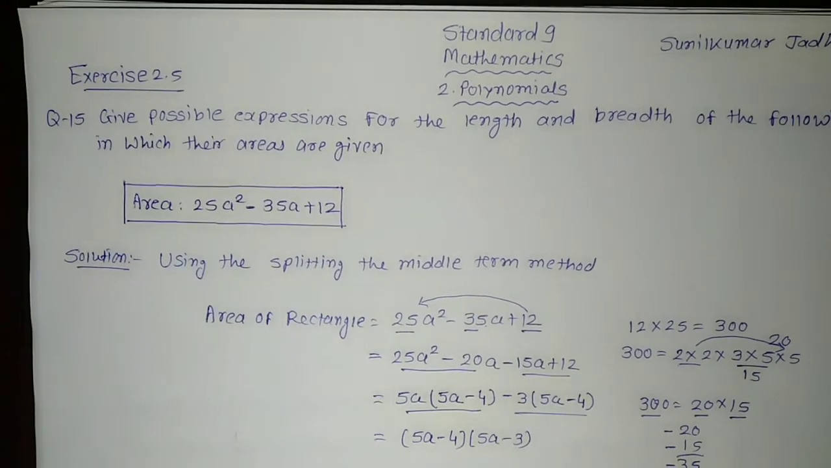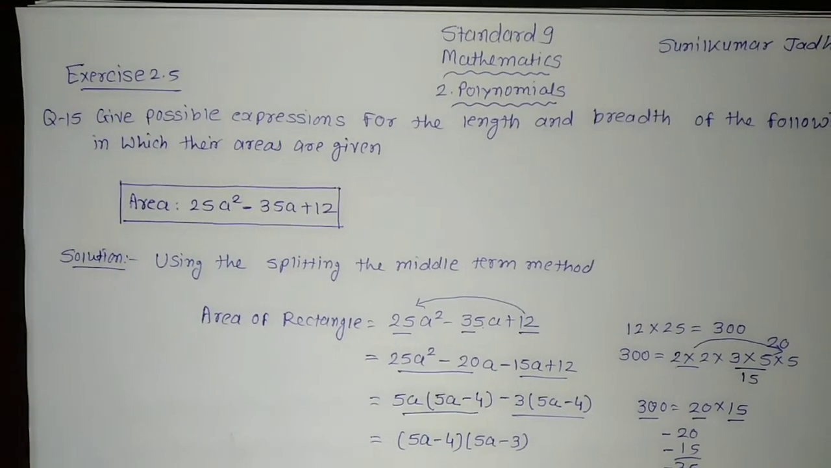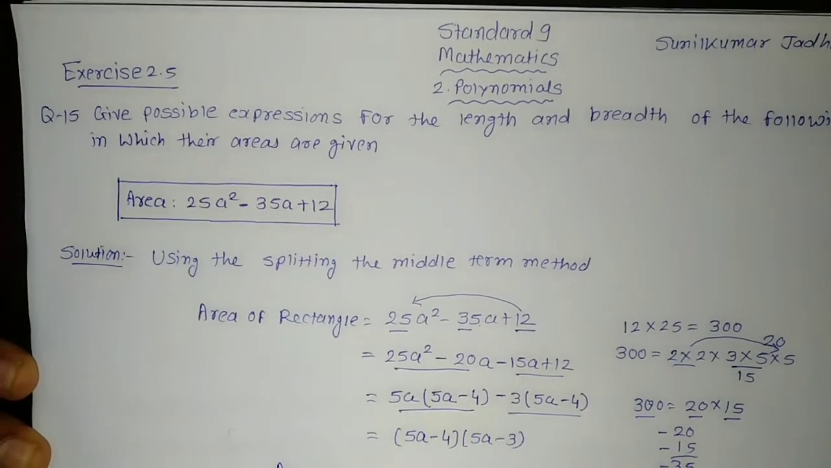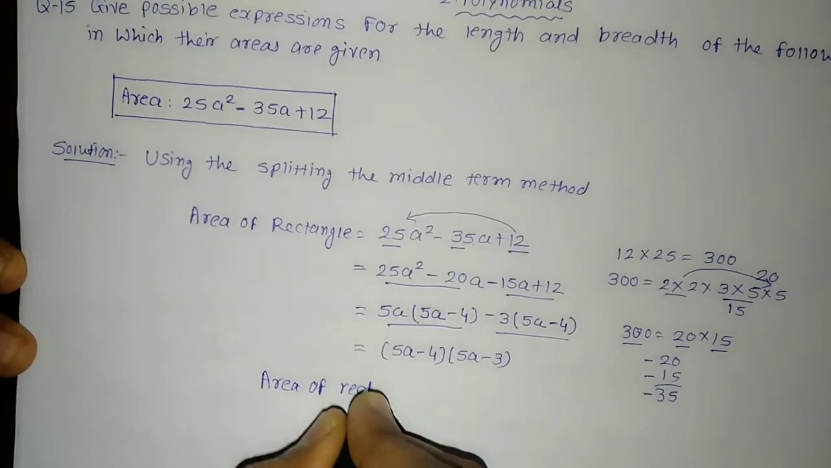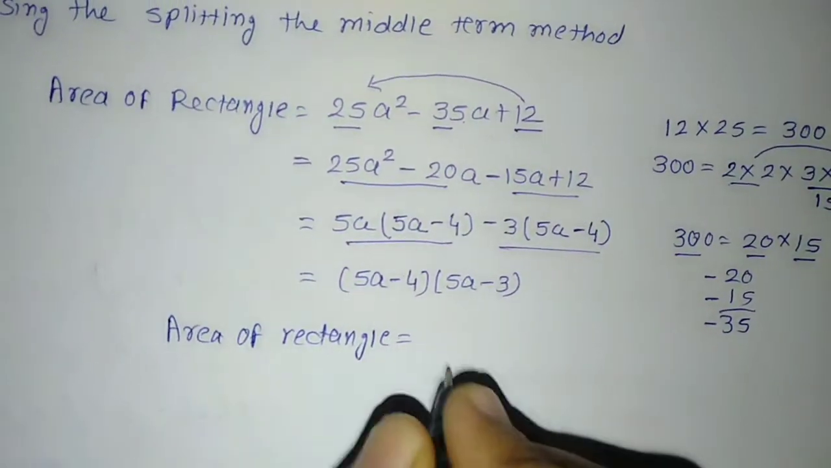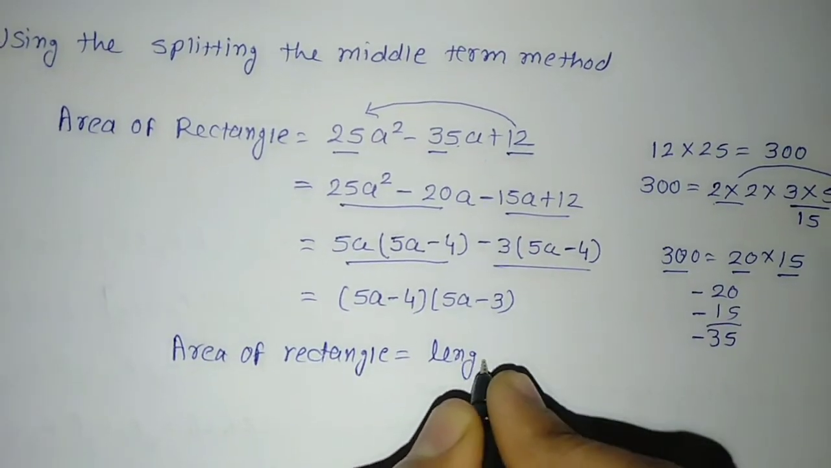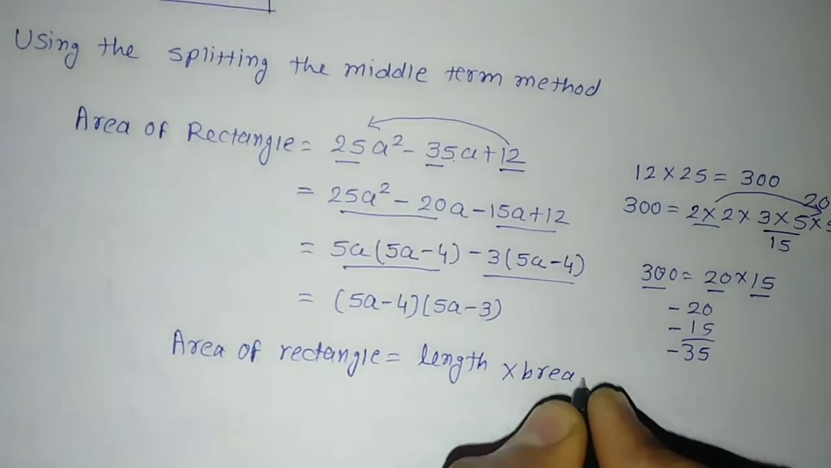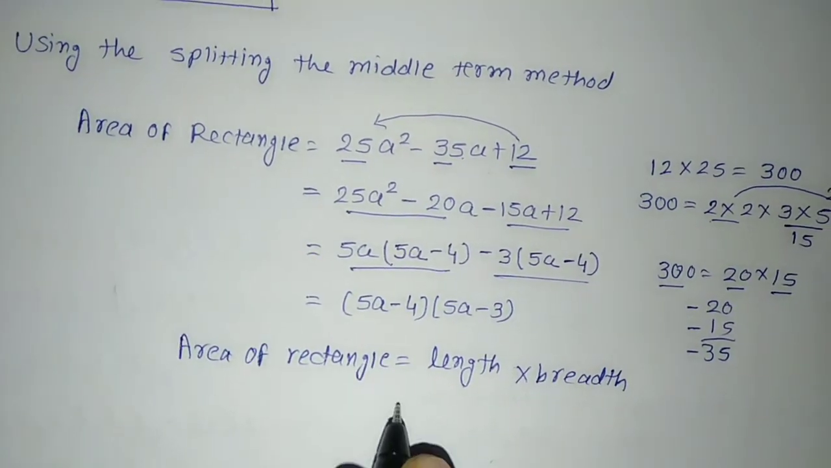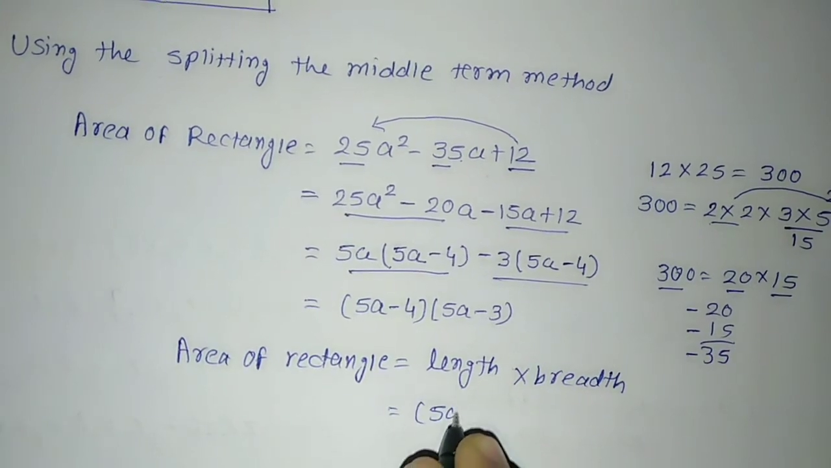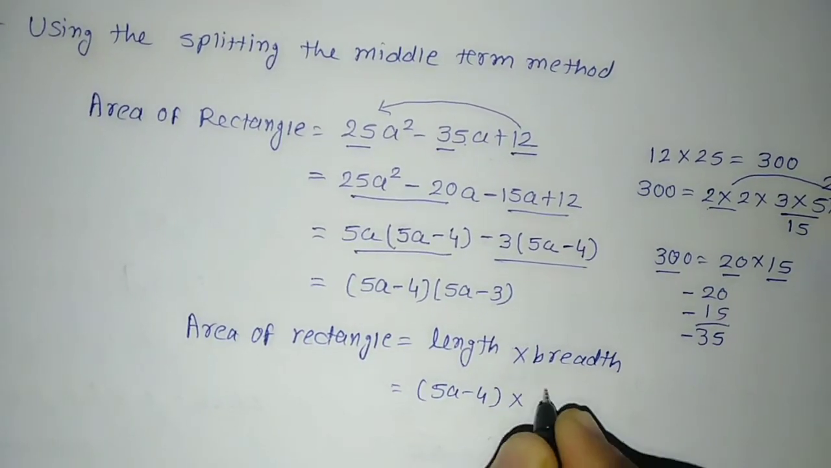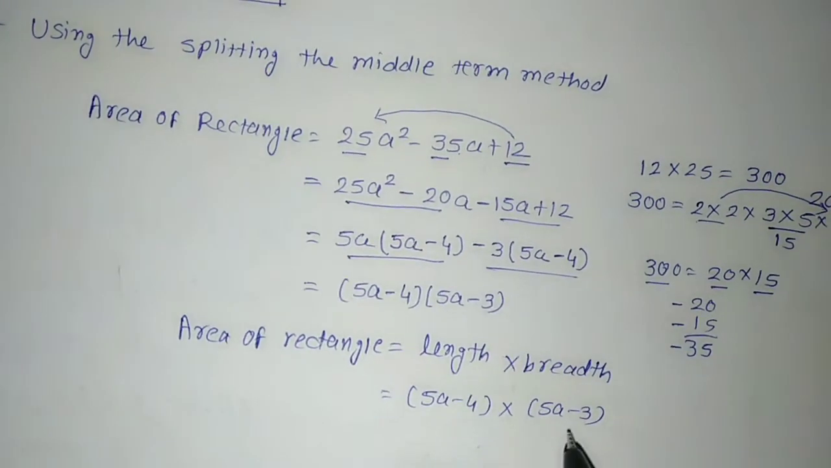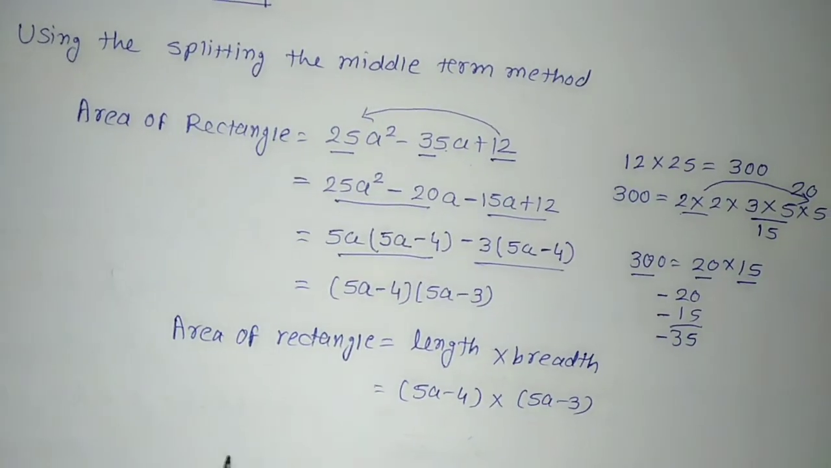So one should be the length and one should be the breadth, because we know the formula: area of rectangle is equal to length into breadth. So if I consider that 5a minus 4 is the length, then 5a minus 3 will be the breadth. Or in the other case we can say 5a minus 3 is the length, then this would be the breadth. So I will write it here.